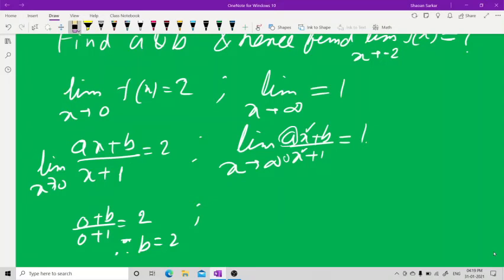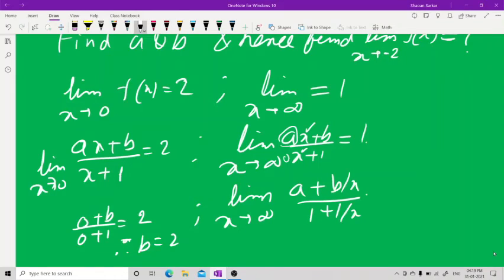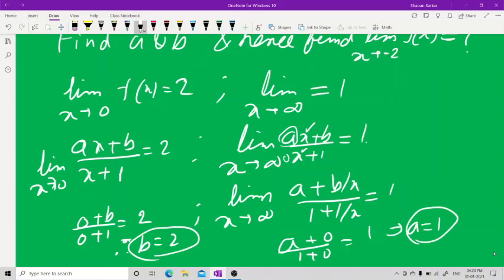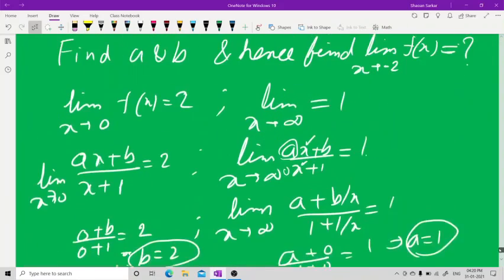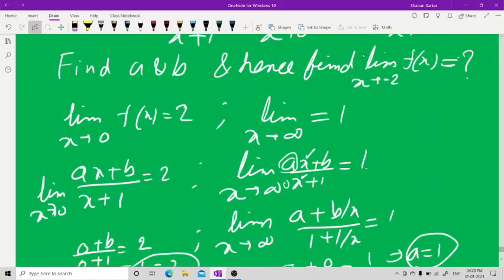Or if you want, you can write it this way also. Wait, limit x tending to infinity, divide a by b by x, 1 upon 1 by x, and you have 1. Take the limits. a plus 0, 1 plus 0 is equal to 1, implies a is 1. a and b I have found out. Now I need to find this term. I need to find this quantity.